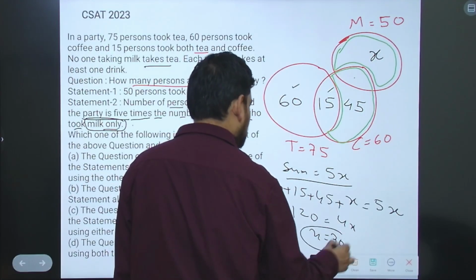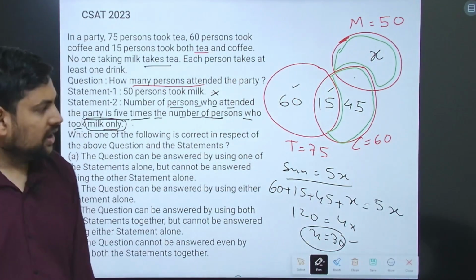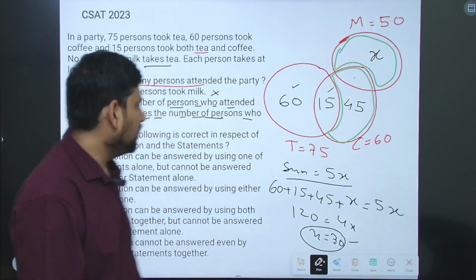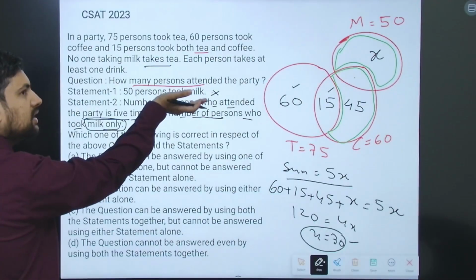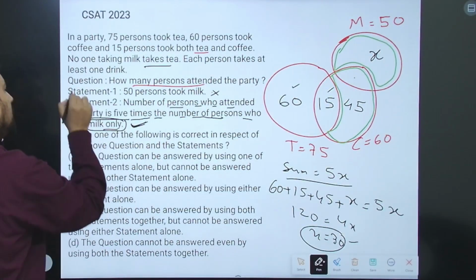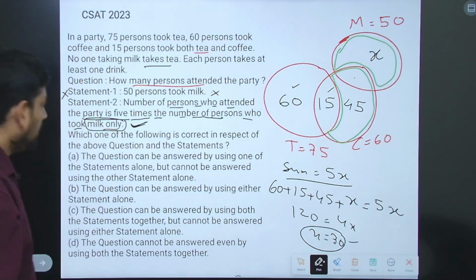I'm just doing the calculation for the sake of it. Does not matter. Once you get one equation, one unknown, you know this can be solved. So now have you used the first statement? No, only using the second statement you are able to answer. First statement was not enough to answer.